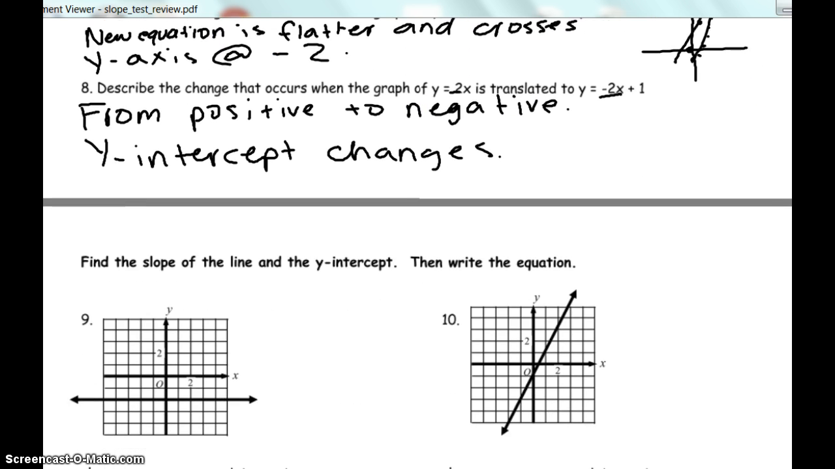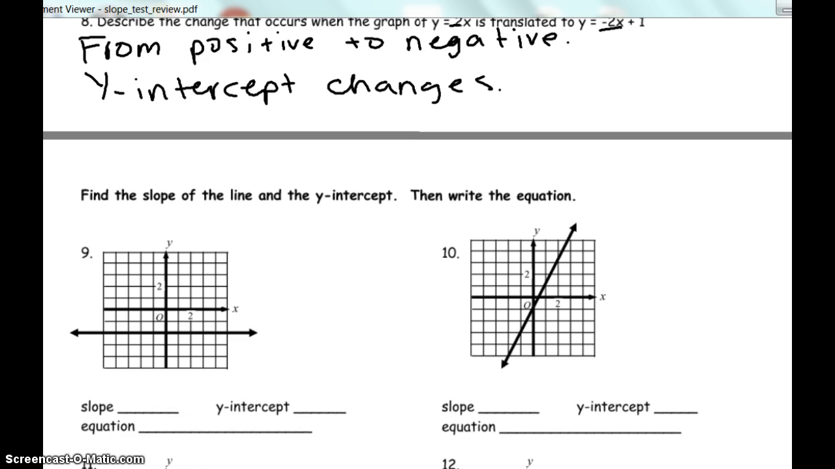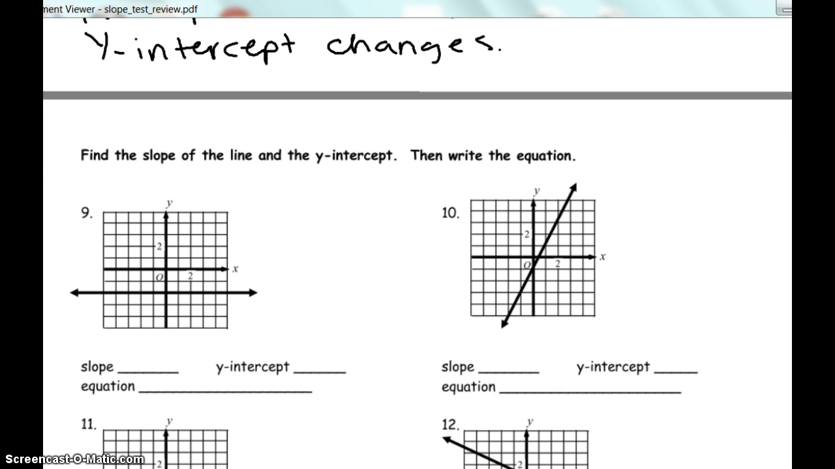This one is a little more challenging. It says to find the slope and the y-intercept, then write the equation. You had a homework like this. If you have not done it, it's late. All we have to do is find the slope and y-intercept. I would suggest the y-intercept is the easiest to start with. To start there, we just see where it crosses the y-axis. So for this first one, it is going to be at a negative 2.